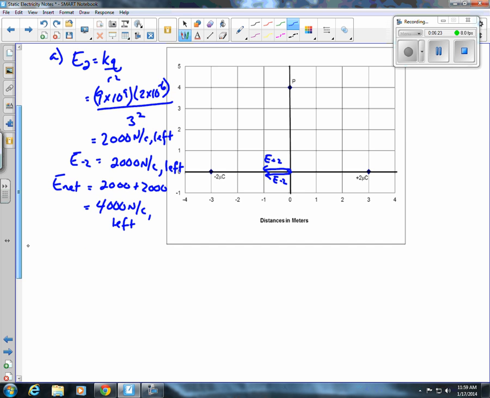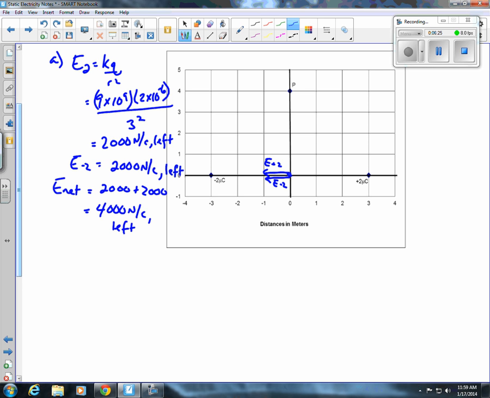Now, the next one's going to be a bit harder. It's finding it at point P. So first, let's draw which way our electric fields are going to point. If I'm at point P, which way am I going to point because of this positive charge over here? I point away from it, so I'm going to draw a little dotted line in here, and then go away from it up that way. So that's going to be the E for the plus 2.